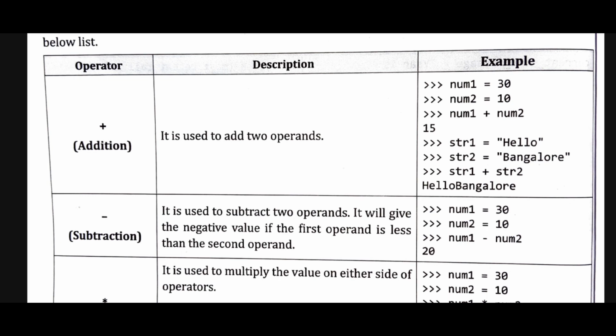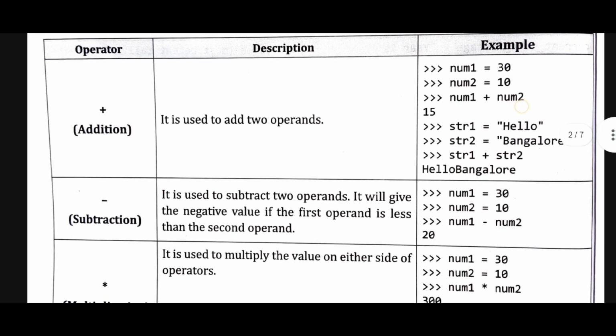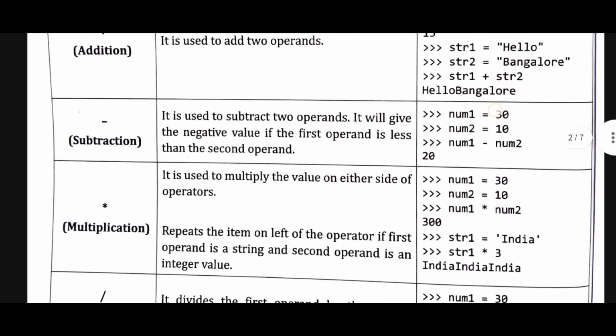When we add two strings, suppose string 1 is hello and string 2 is Bangalore, it performs the concatenation operation in Python. So by adding them, we will be getting hello Bangalore. So the next operator is subtraction. It uses the minus symbol. It will subtract one value from another. So number 1 is holding 30, number 2 is holding 10. When we give number 1 minus number 2, it will give the output as 20.